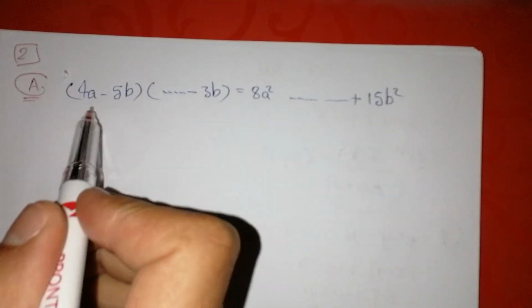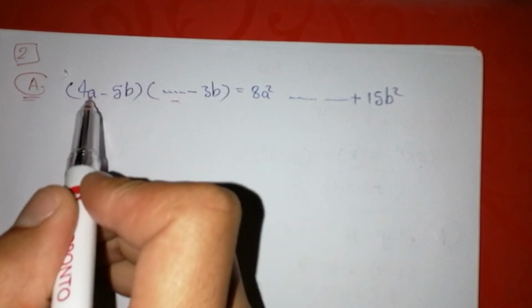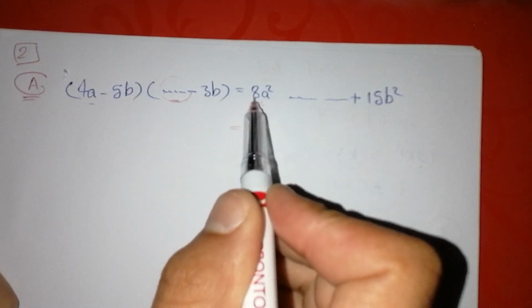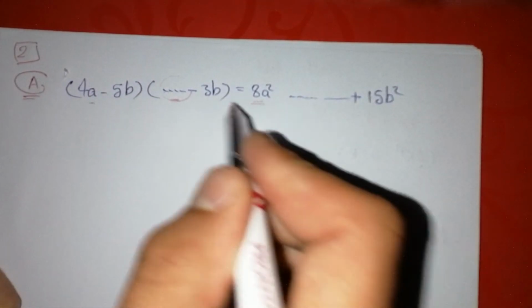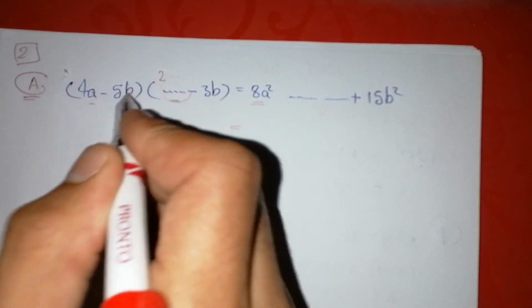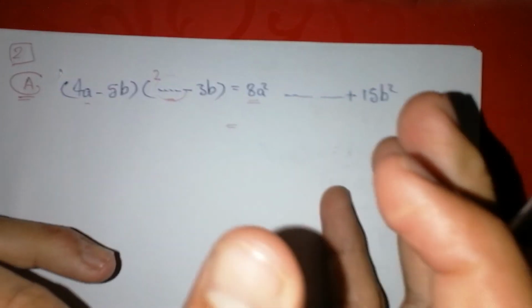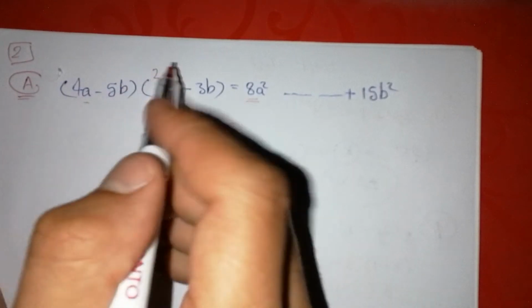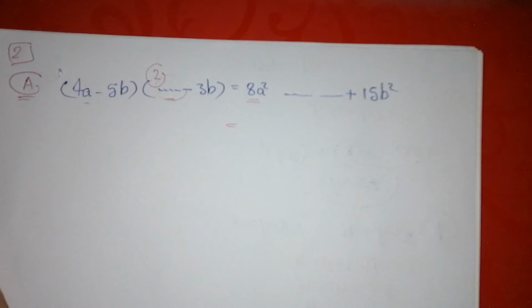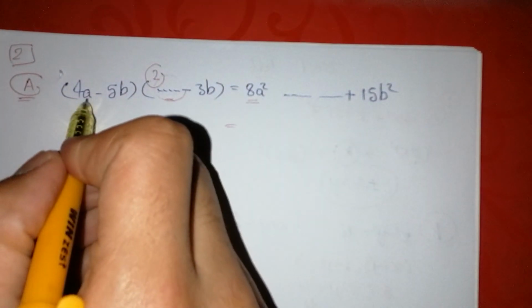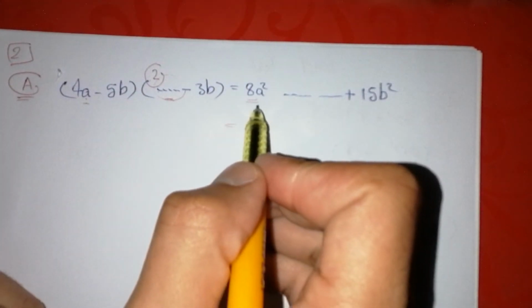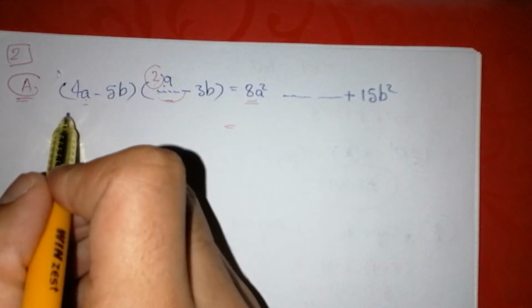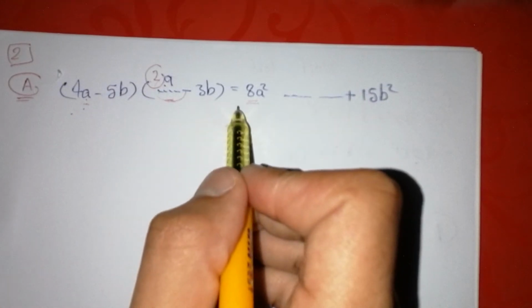Let's multiply the first term by the first term. We have 4a by what, which is equal to 8a squared? 4 by what equals 8? 4 by 2. So the digit is 2. And then we have a squared, so a by what is equal to a squared? a by a. So we have 2a. So 2a by 4a is equal to 8a squared.